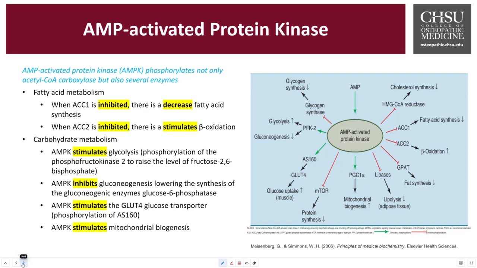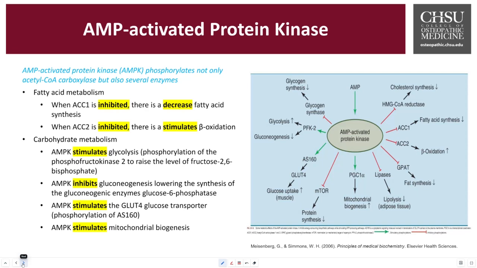However, AMPK also can inhibit gluconeogenesis, the synthesis of glucose from non-carbohydrate sources, by reducing the expression and activity of the key gluconeogenic enzymes, such as G6P, glucose 6-phosphatase. So AMPK does help lower blood sugar levels to maintain blood glucose homeostasis. Another key function that AMPK does in carbohydrate metabolism is its ability to stimulate the production of glucose transporter 4, GLUT4 receptors, on the cell membrane. This will facilitate uptake of glucose into cells, promoting more sugar usage.